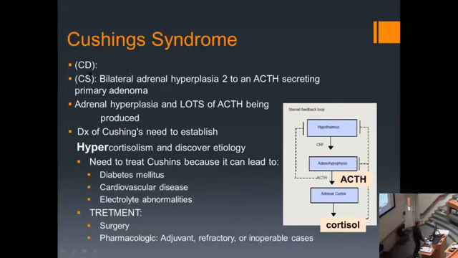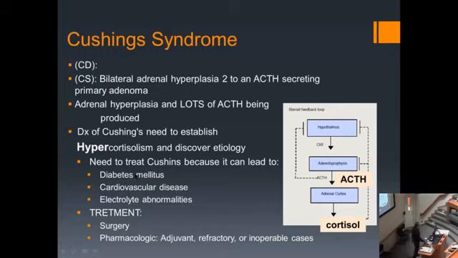So Cushing's disease and Cushing's syndrome are essentially extensions of each other. Cushing's syndrome is defined as bilateral adrenal hyperplasia secondary to an ACTH secreting primary adenoma. What does that mean? Well, you've got adrenal hyperplasia and lots of ACTH being produced. And so the adenohypophysis is just spewing out ACTH, and of course, then the adrenal cortex feeds into that and makes more cortisol in response to that. And so here you have hypercorticism, and that's basically the etiology.